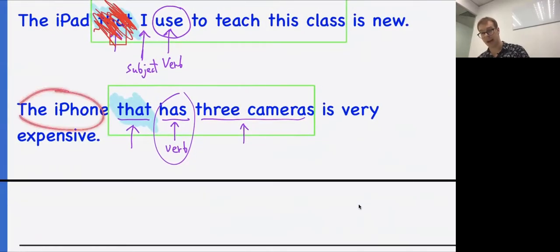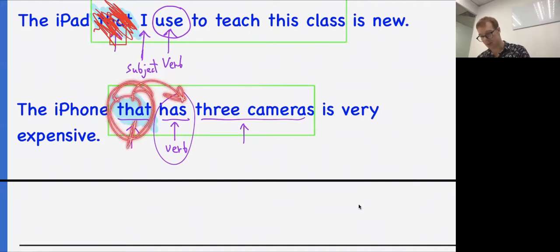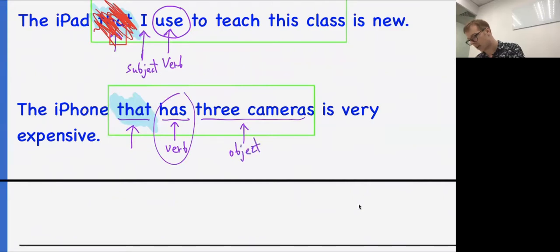We're saying the phone has. Or here we say that has. We're using that instead of phone. So that is working like our subject. It's acting as a subject, right? The 3 cameras, the phone has what? Has 3 cameras. That's our object.